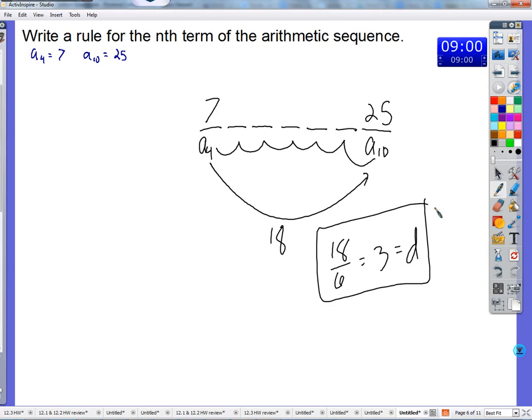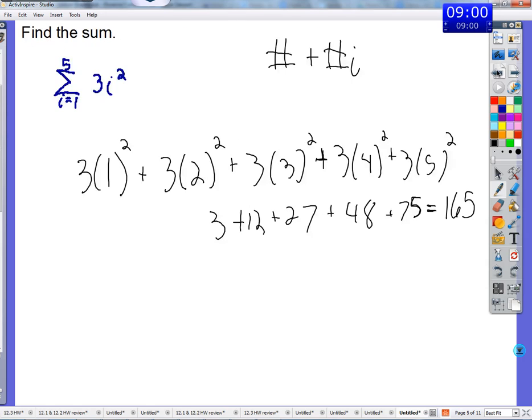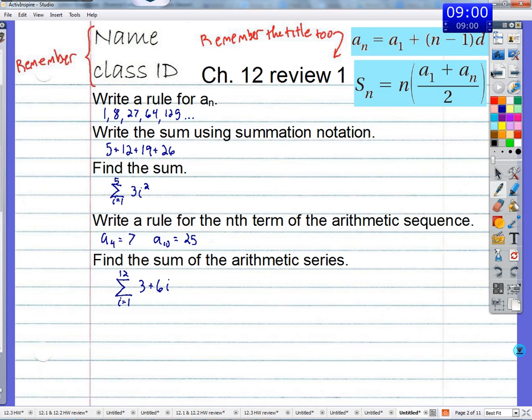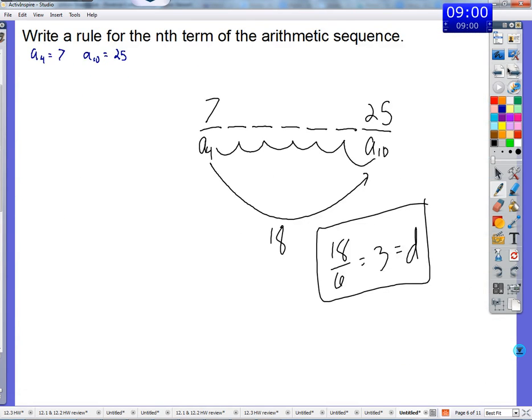So we have D. I guess it wouldn't hurt to mention that for an arithmetic sequence, there's a formula for finding the rule. Think of it. What does that formula look like? A sub n equals a sub 1 plus n minus 1 times d. It was there for you to use.